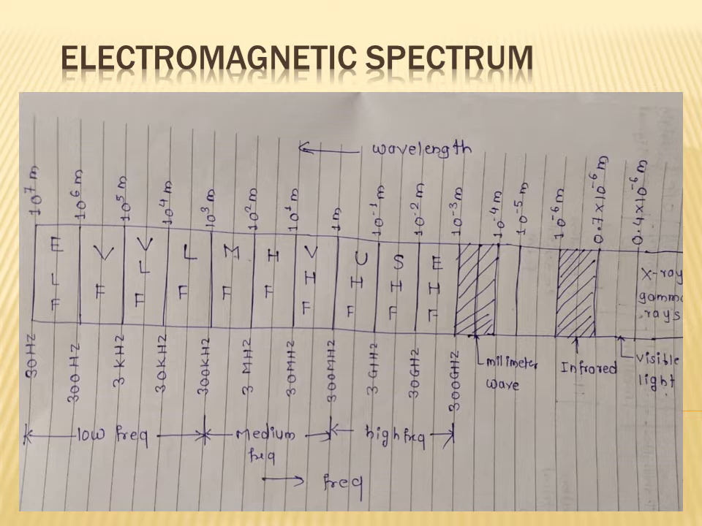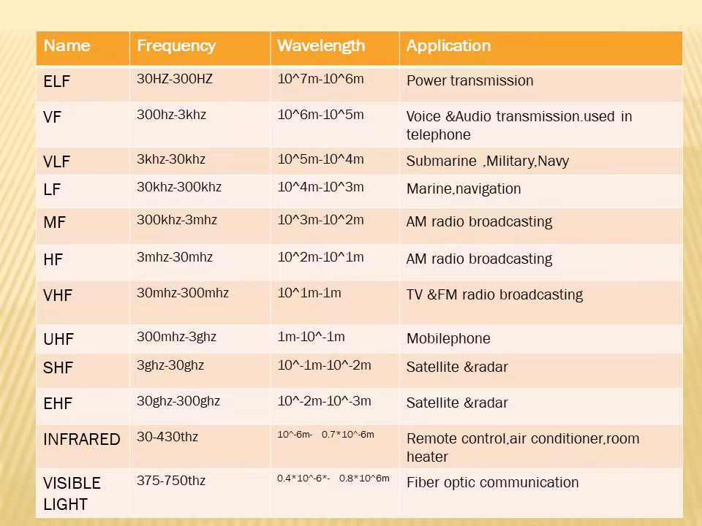Next one, it is the ultraviolet rays, which are used for photography. Next one, it is the X-rays. These X-rays are used in medical equipment. Next one, it is the gamma rays. These gamma rays are used for the PET scan. Okay. So next, we see different bands, their frequency range, wavelength and applications.